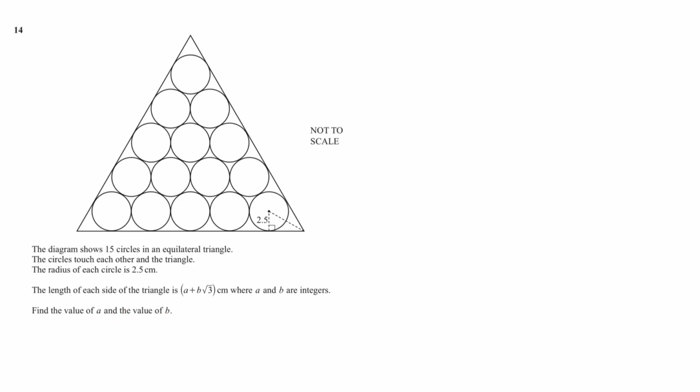Okay, well effectively, since each of the lengths of this big equilateral triangle are equal to a plus b times the square root of 3, when we're being asked to find the value of a and the value of b, what we really need to try and find here is the length of each side of this equilateral triangle. Okay, well I'll focus on the base of this equilateral triangle.